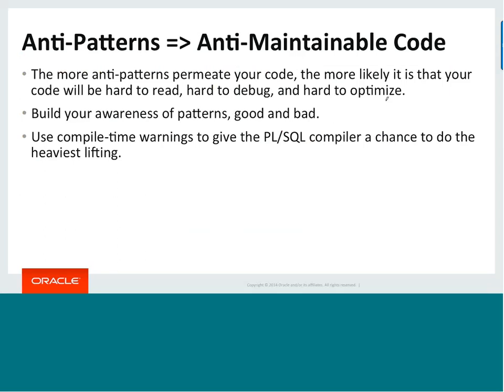So it's a really great thing to build your awareness of patterns in general, the good patterns and the bad patterns, and especially identify those bad patterns in your own code when you're doing code review and be ready to offer the positive pattern to the anti-pattern. And finally, I strongly encourage you to use those compile time warnings so that you can basically have the compiler do as much of the heaviest lifting as possible. Oracle will do an awful lot of work to analyze your code and give you feedback on that code.